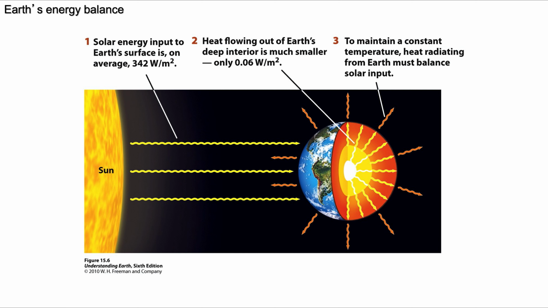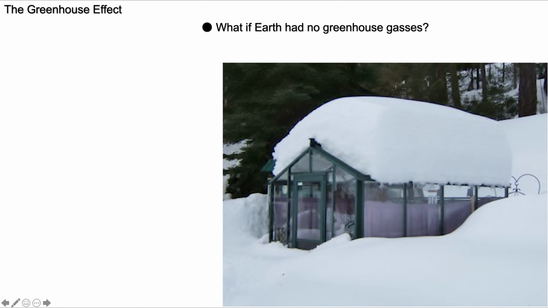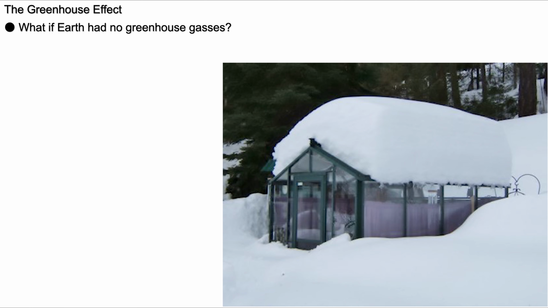That heat is going to represent a very small contribution to the Earth's climate system, 0.06 watts per meter squared, so not really significant. In order to maintain a constant temperature on the Earth, the heat radiating from the Earth must balance precisely the solar input. Now, if the Earth had no greenhouse gases, it would be a very different place.